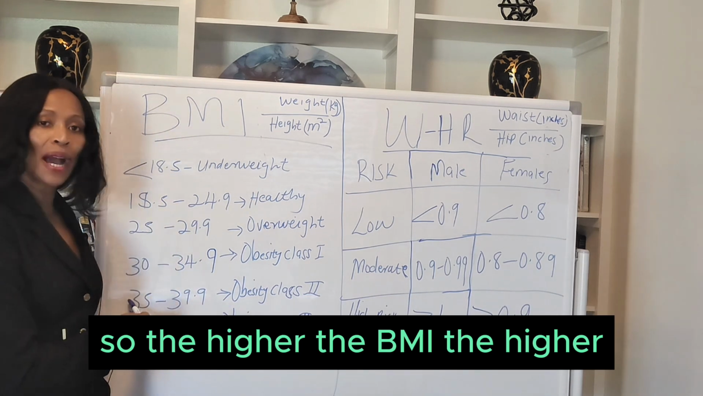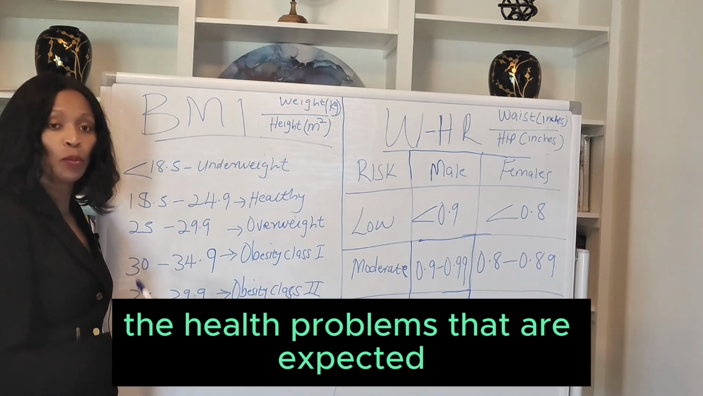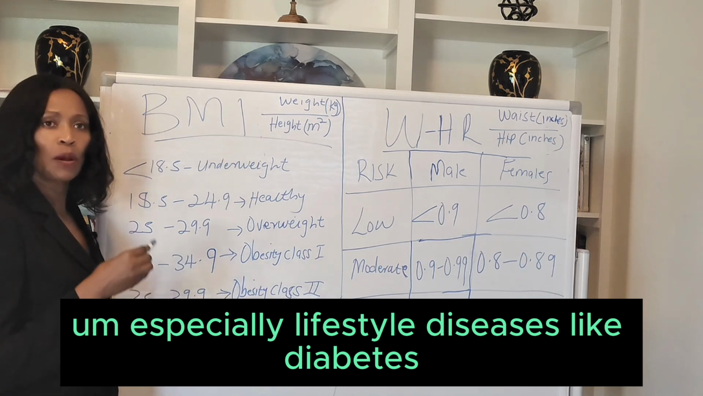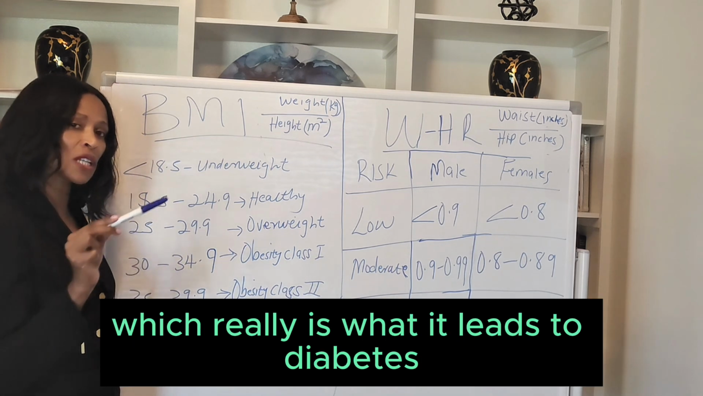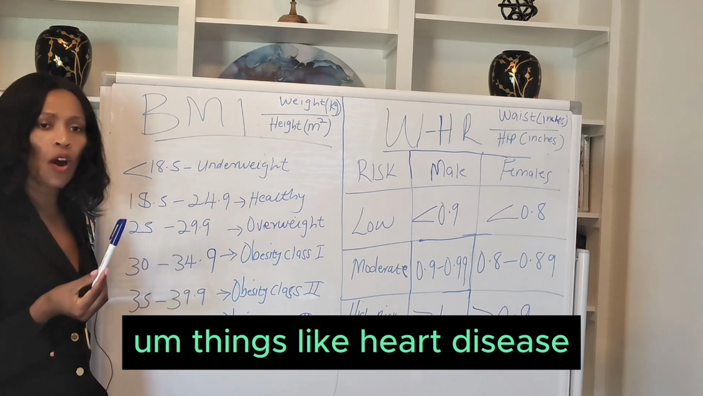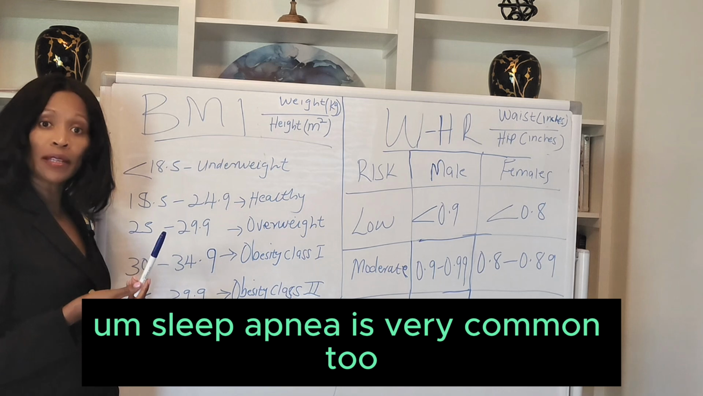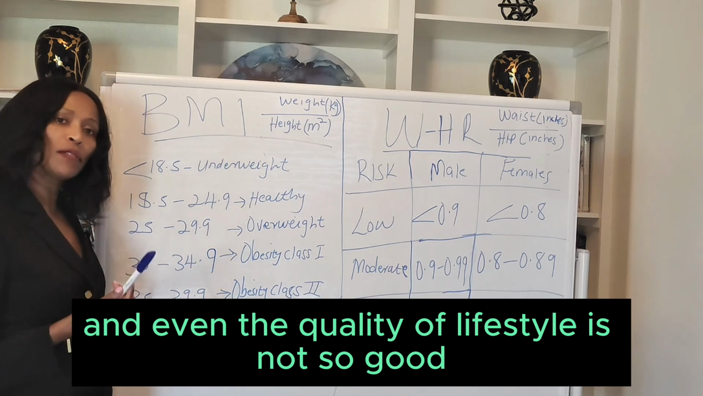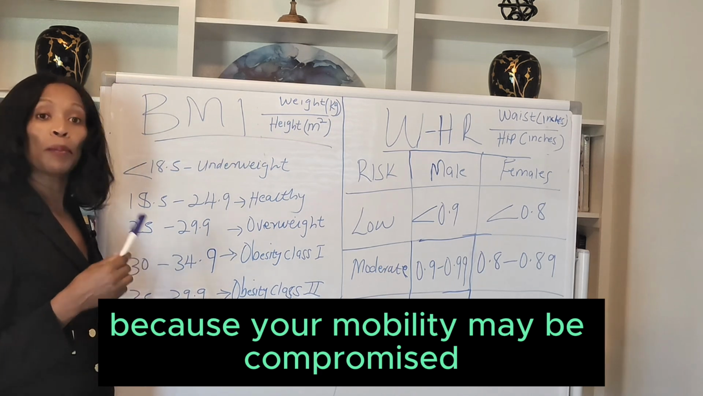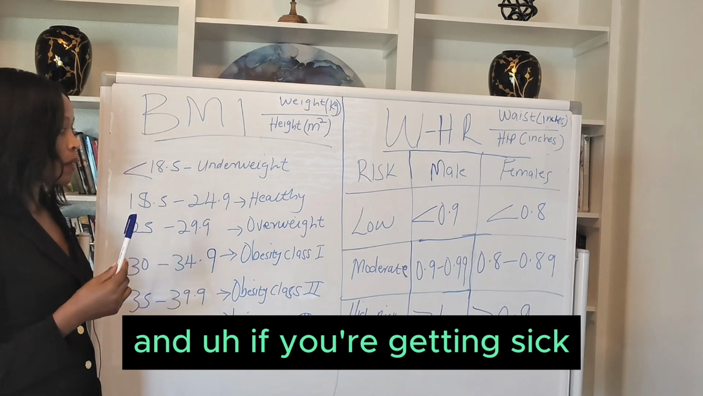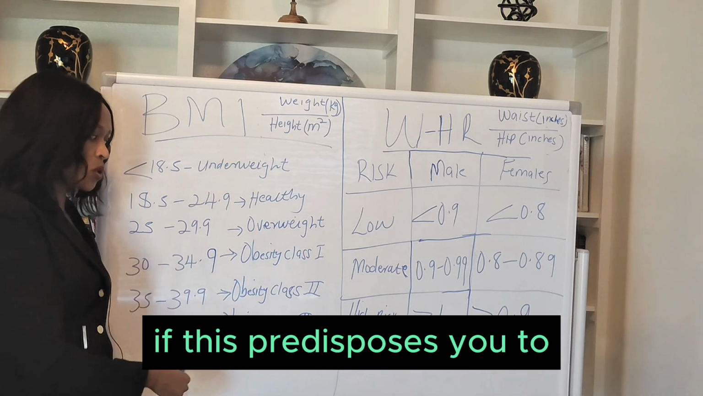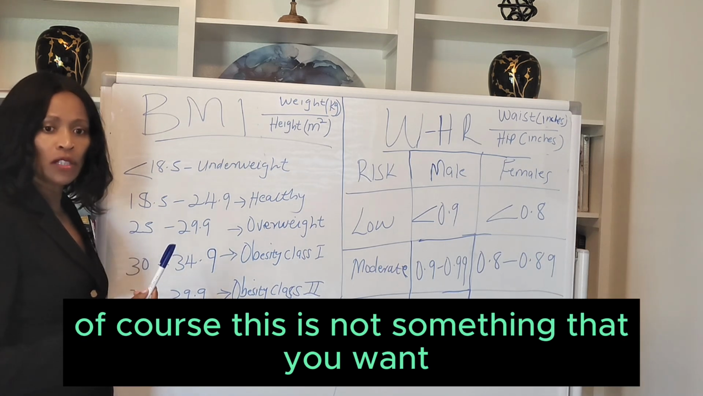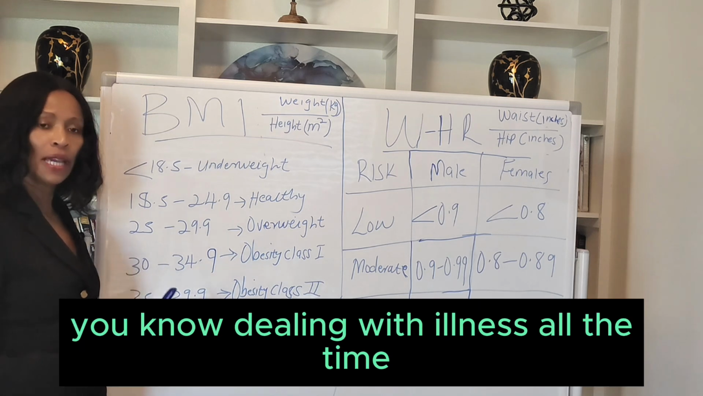So the higher the BMI, the more health problems are expected to come, especially lifestyle diseases like diabetes, metabolic syndrome, and insulin resistance, which really is what leads to diabetes. Things like heart disease, sleep apnea is very common too, joint problems, back pain. Even the quality of life is not so good because your mobility may be compromised, and if you're getting sick so often, of course this is not something that you want. You want a better quality of life. You don't want to be dealing with illness all the time.